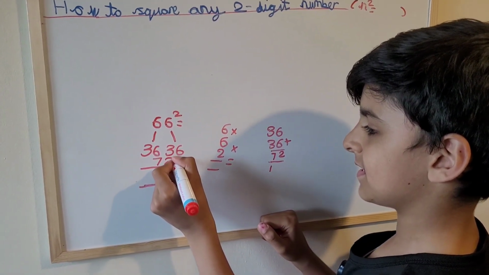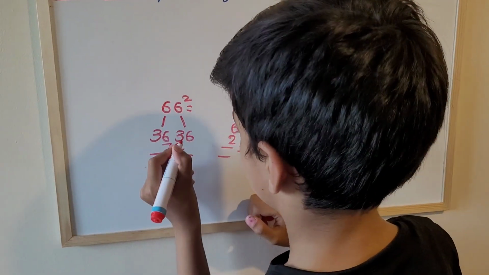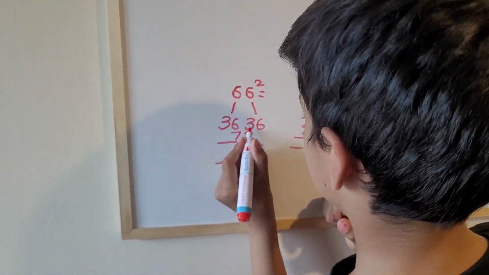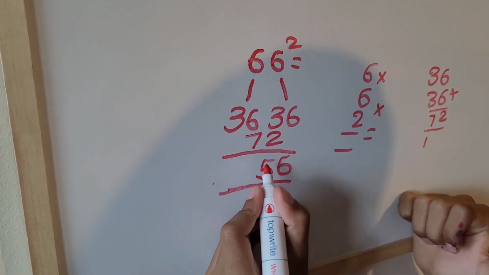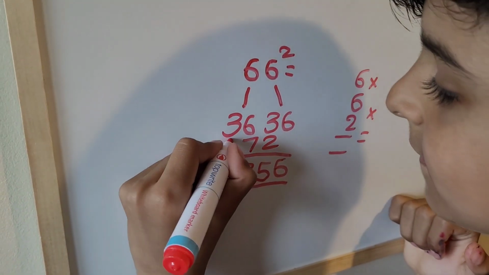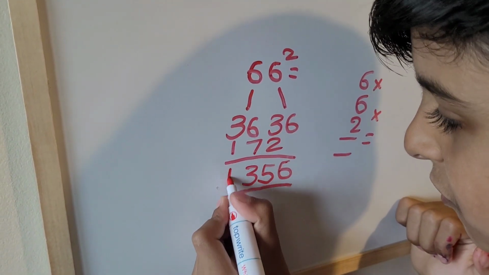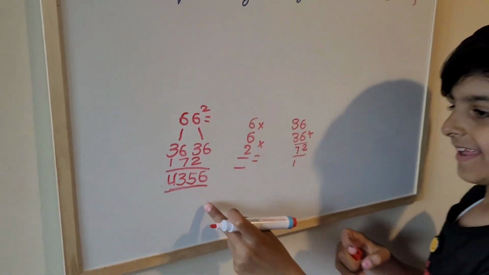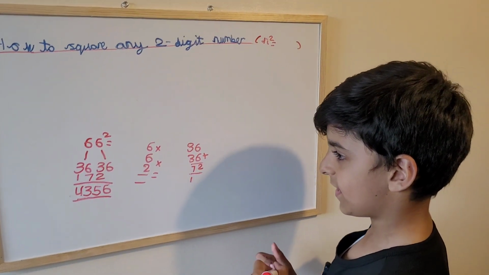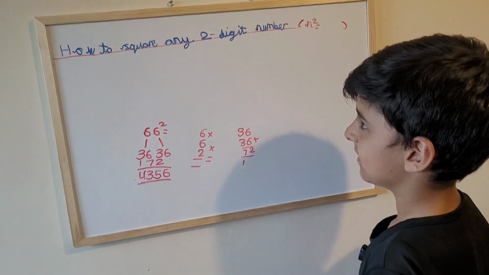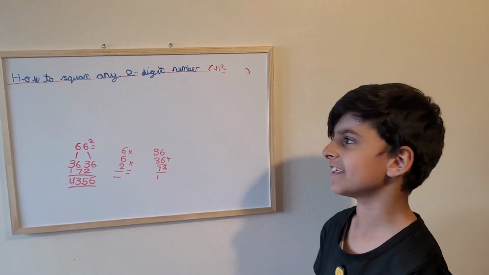3 plus 2, add the digits, column-wise. 3 plus 2 is 5. 6 plus 7 is 13. Write 3, carry 1. 3 plus 1 is 4. And here is your answer. 4,356. Let's look at another example.